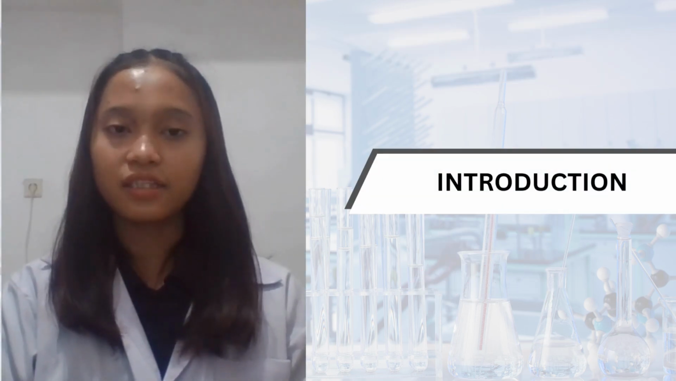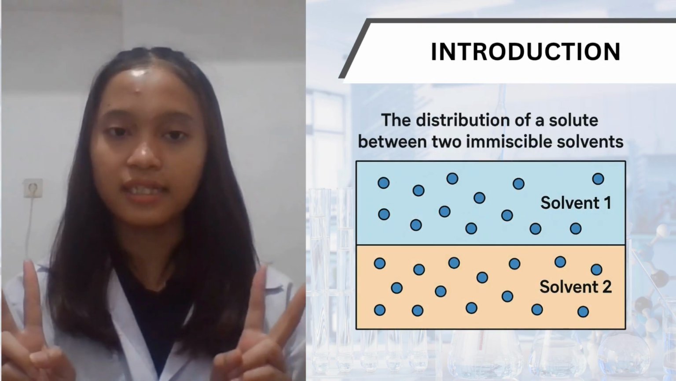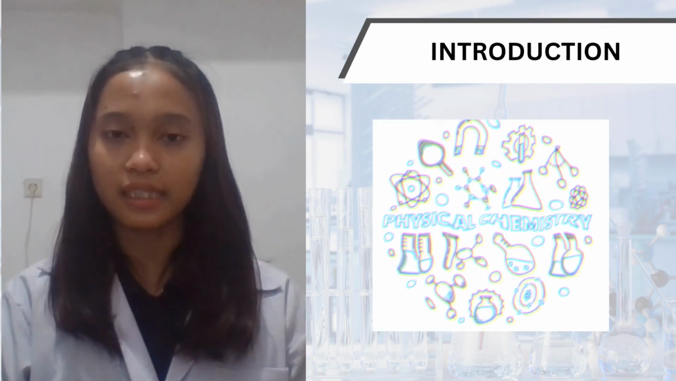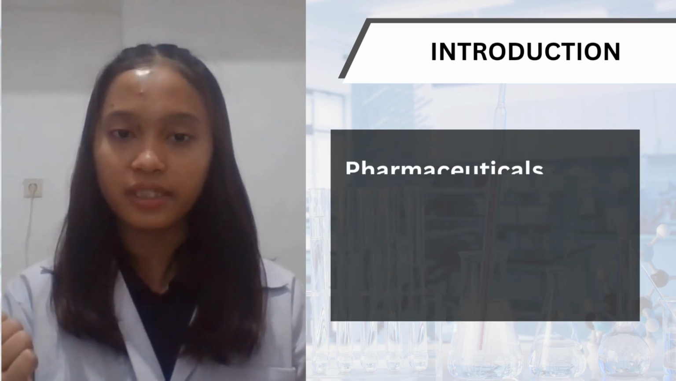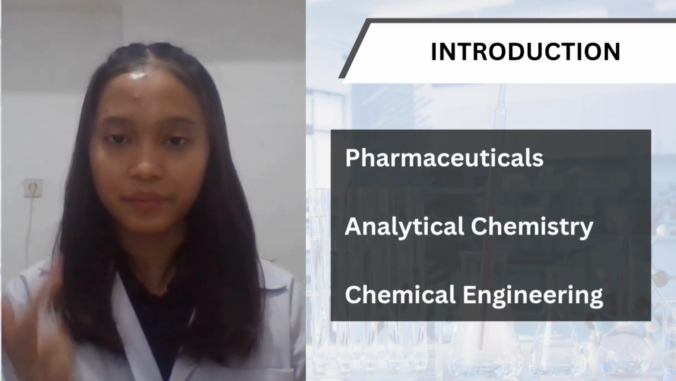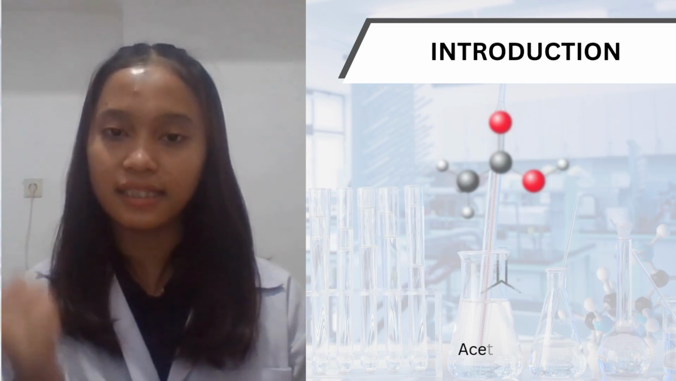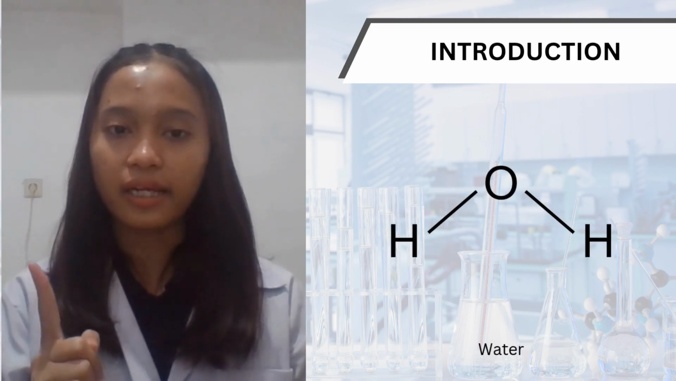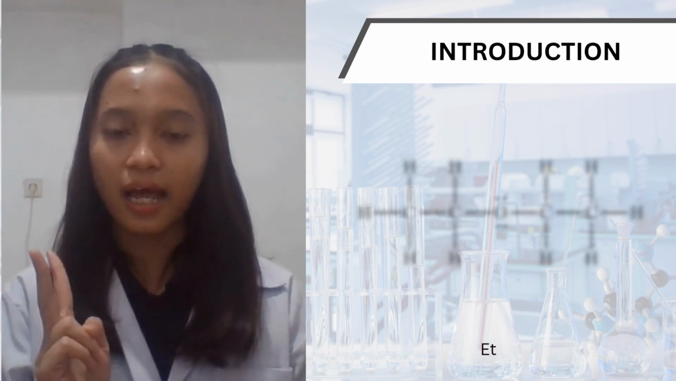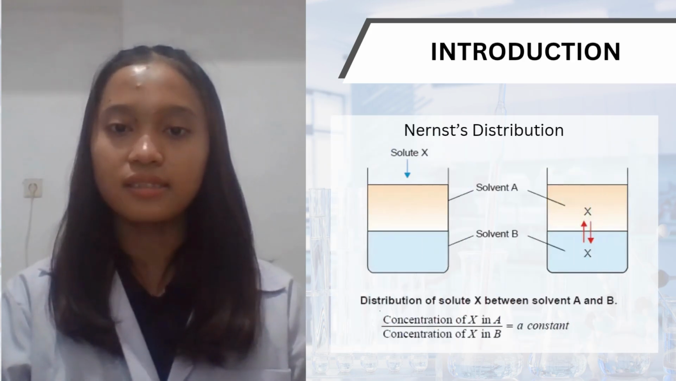And for the introduction, the distribution of solutes between two immiscible solvents is a fundamental concept in physical chemistry with broad application in fields such as pharmaceutical, analytical chemistry, and chemical engineering. This experiment focuses on the distribution of acetic acid, an organic acid, between water as the aqueous solvent and ether as the organic solvent, two immiscible solvents, based on the Nernst distribution law.